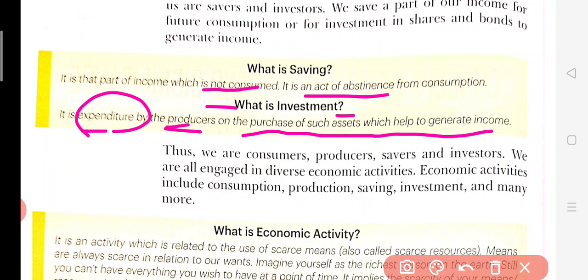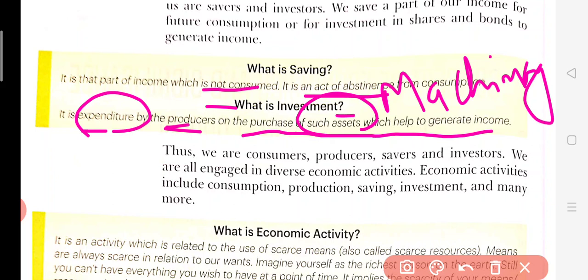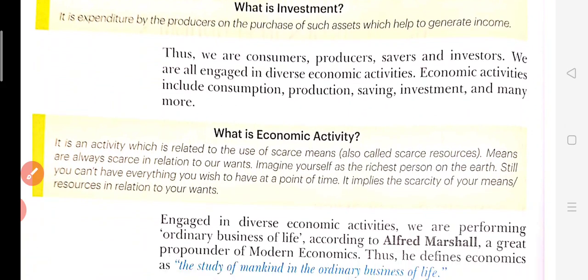As I told you, if a company is getting money, then they are going to invest it into their business. So what are they going to buy? They will buy such assets, means machinery, machinery which helps to generate income. Okay, because by machinery they'll be doing production, goods will be made and sold into the market, and they will get income. So saving and investment are also important.